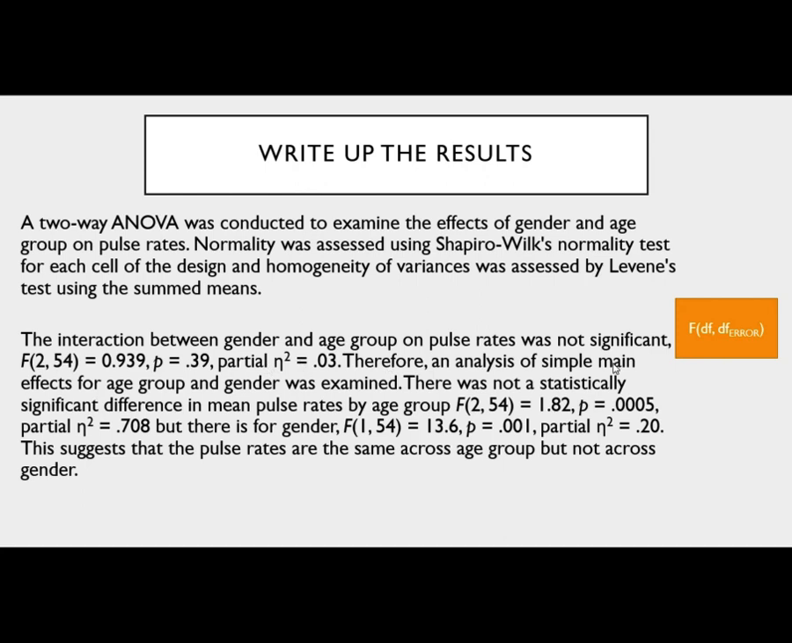Therefore, an analysis of simple main effects for age group and gender was examined. There was not a statistically significant difference in mean pulse rates by age group, and I report those numbers, but there is for gender, and I report those numbers. This suggests that the pulse rates are the same across age group, but not across gender. That is how you do it.